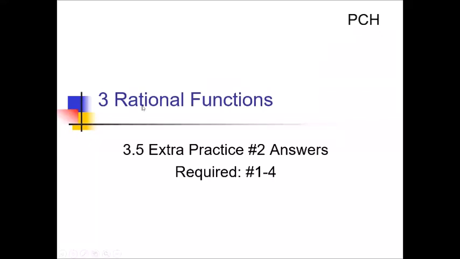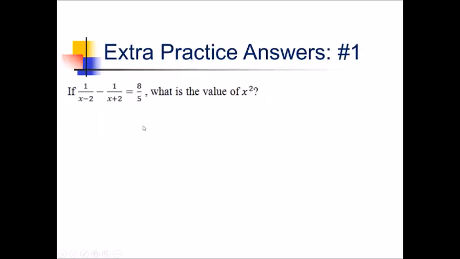I've got the Pre-Cal Honors 3-5 Extra Practice Number 2 solutions on rational equations. For this problem, given this rational equation, they want us to find the value of x squared. Well, before I can even think about finding the value of x squared, maybe I should move in the direction of finding the value of x.